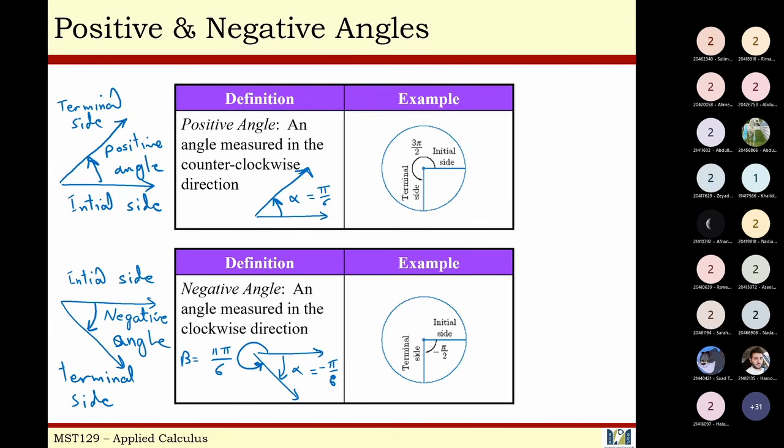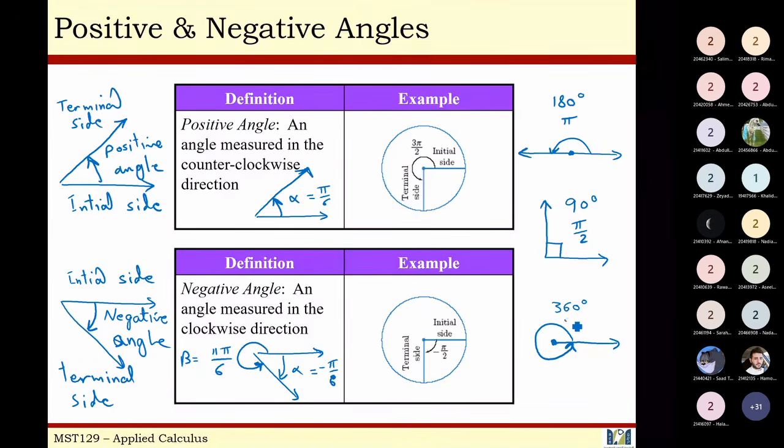Okay, we have many angles. Straight angle, this is 180 degrees or pi. Okay, and we have a right angle, this is 90 degrees or pi over 2, and we have one complete direction or complete circle, this is 360 or 2 pi.